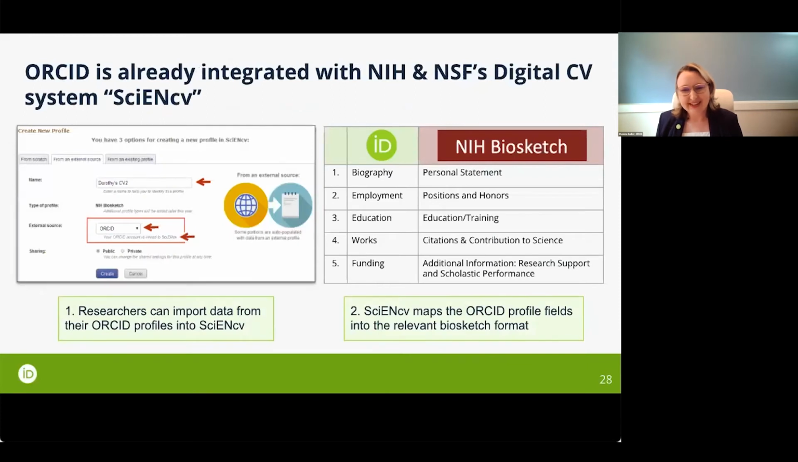So one such important connection is ORCID's current integration into ScienceCV for both the NIH and NSF. So this new guidance asks us to work closer together and to continue to optimize the data transfer between our 2 systems. We've identified a few minor gaps, and ORCID is committed to addressing them.